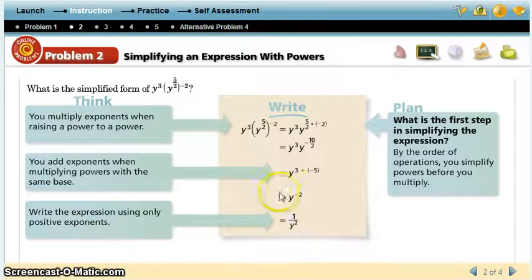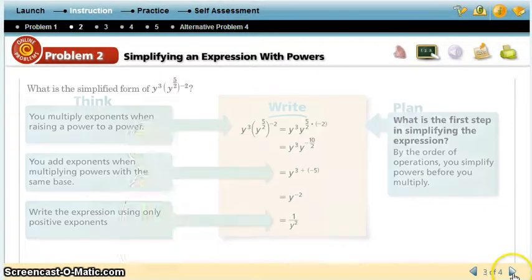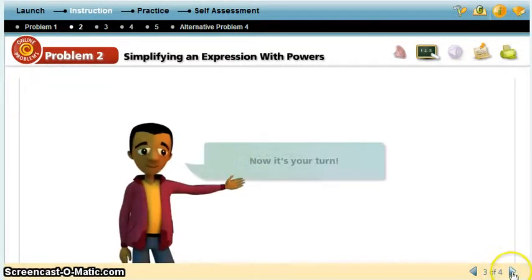So notice we had 3 different properties there. We had power to a power. That's where we had to multiply. Then we had our multiplication of like bases. So we had to add our exponents. Then we wound up with a negative exponent. So we had to follow our negative exponent rule, which says to move it to the bottom of the fraction if it's on the top, to simplify it completely. So take those steps and this think column. This is really helpful here, the process that we have to take. And let's apply it to a problem for you.